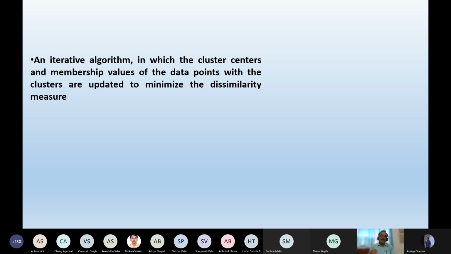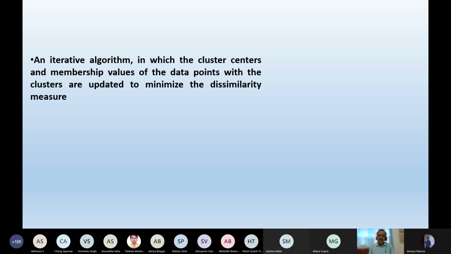So we go on updating the cluster center and the membership function values of the data points with the cluster center through a large number of iterations. And by doing that, we will be able to minimize the dissimilarity measure. That means we'll be able to maximize the similarity, and consequently you'll be getting the clusters. Now let us see how to get those particular clusters.